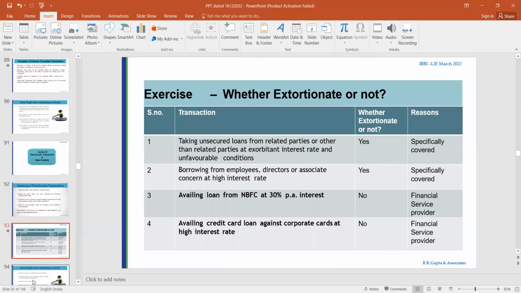These are the examples. So you have taken unsecured loan from related parties or other than related parties at exorbitant interest rate and unfavorable condition. Yes, it is covered. But if you are availing loan from an NBFC, say Citibank, at 30% per annum interest, then it is not covered because it is covered under financial services provider. Against corporate cards, that is also not covered.